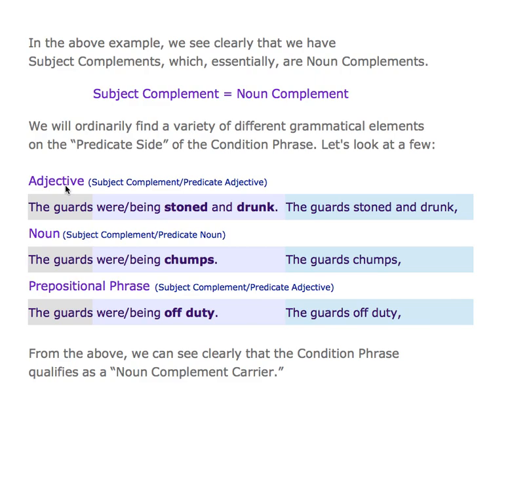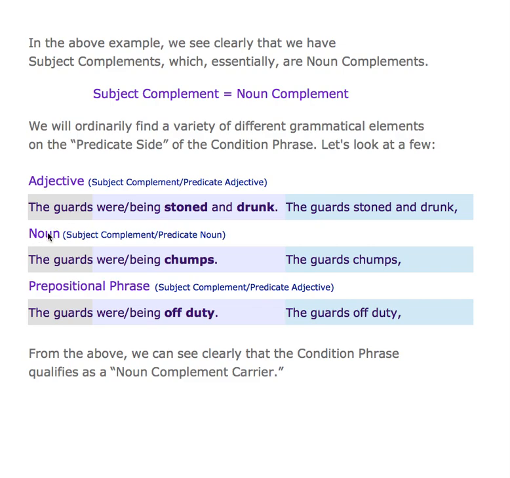Adjectives. Well, where's the adjective? The guards, stoned and drunk. These are acting as adjectives, even though they are in participle form. These are past participles, but they're functioning as adjectives. So they would be subject complements or predicate adjectives. They would be complementing guards. Stoned, drunk, complementing guards. All right?